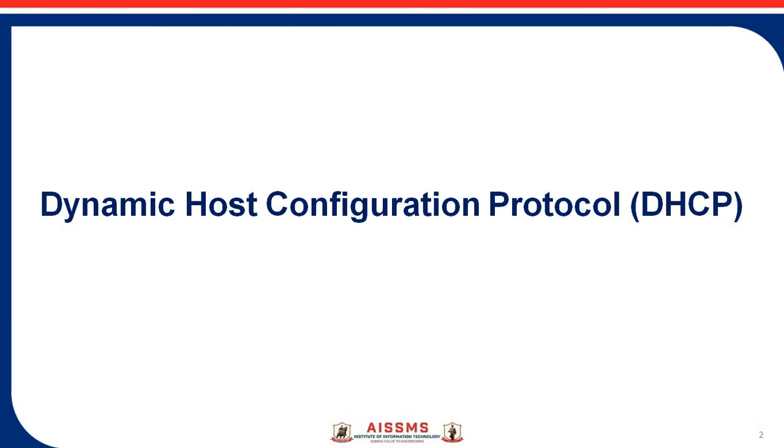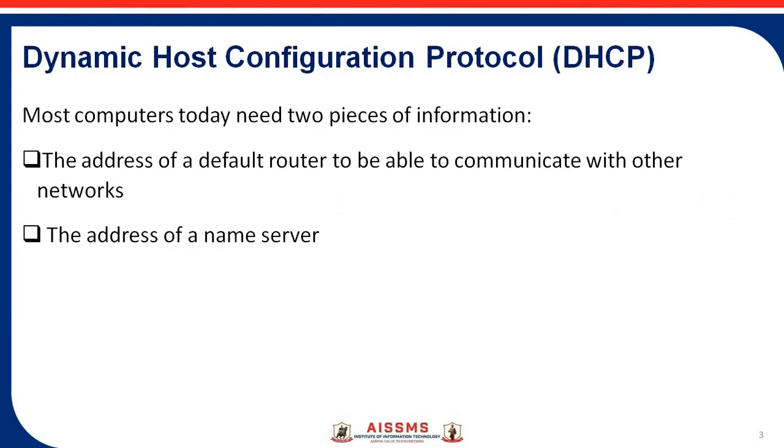In today's session, we will discuss about Dynamic Host Configuration Protocol. Each computer that uses the TCP/IP protocol suite needs to know its IP addresses. If the computer uses classless addressing or is a member of a subnet, it also needs to know its subnet mask. Most computers today need two other pieces of information: the address of a default router to be able to communicate with other networks, and the address of a name server to be able to use names instead of addresses.